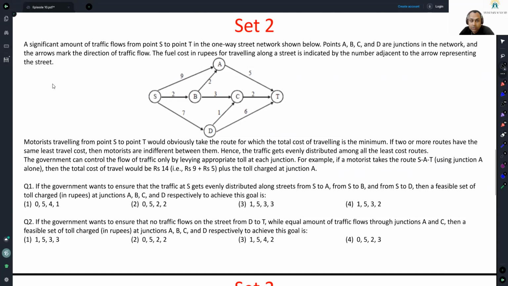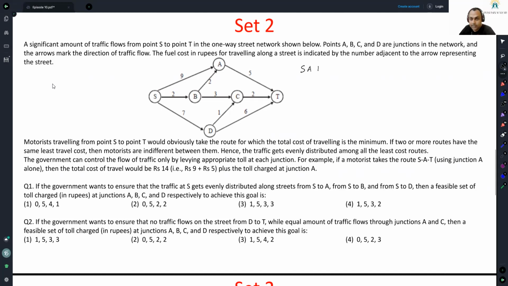If two or more routes have the same least travel cost, the motorists are indifferent between them. Hence, the traffic gets evenly distributed among all the least cost routes. Okay, so we are looking at motorists who are traveling from S to T. What all routes are available to them?